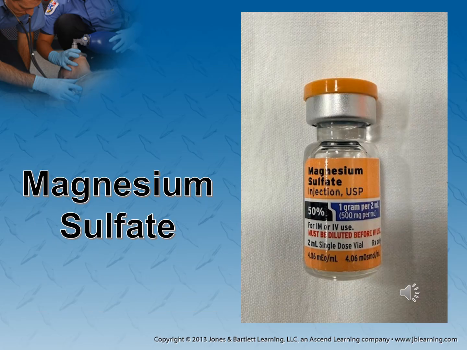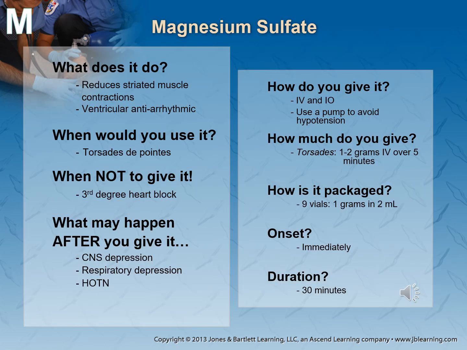Mag sulfate. There it is again. Who knew we could give it for so many different things? We also saw this underneath the severe respiratory distress or status asthmaticus. We can also use mag sulfate for antiarrhythmics. So if you have a patient who's in torsades de pointes, we need to give it.